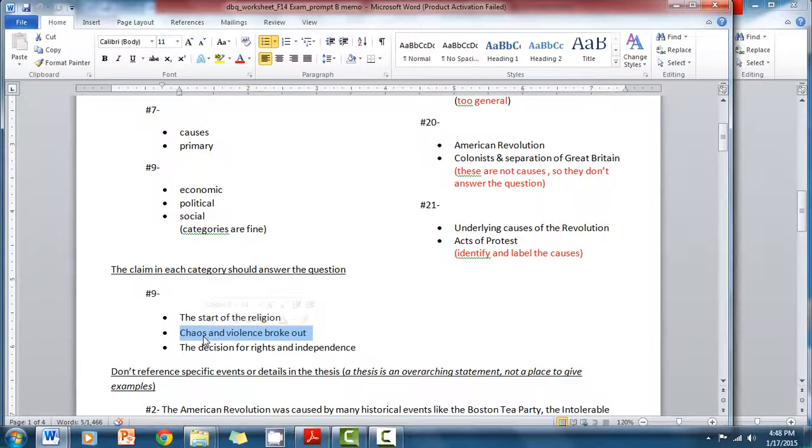Chaos and violence broke out. Okay, all right, great. Maybe that'll be political or, again, social. See, it's just so uncertain. The decision for rights and independence. All right, so where's your economic claim? What is going on with the economy that's causing the revolution? That's not evident in any of these. All of the ones that you have stated seem as if they could apply to political and social, but it's just really murky.